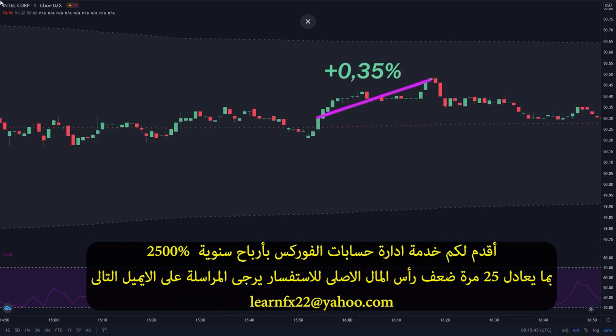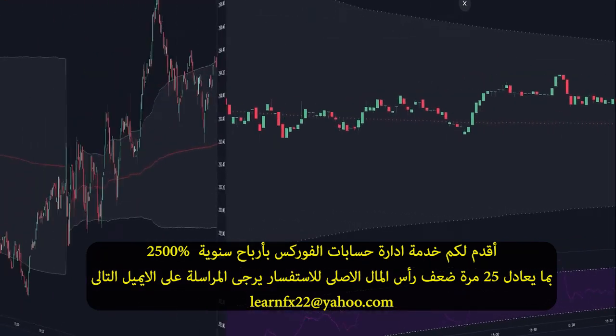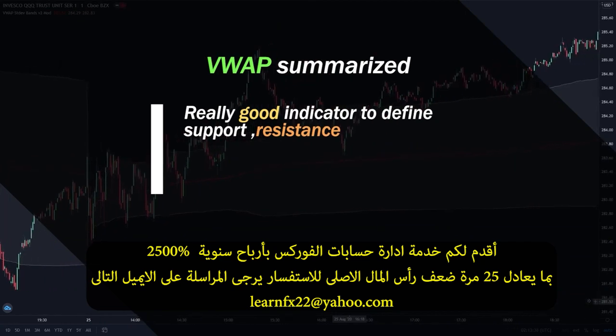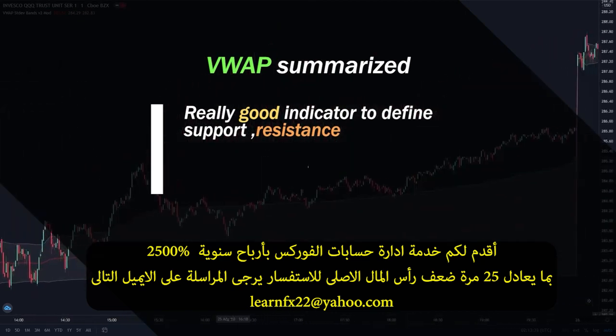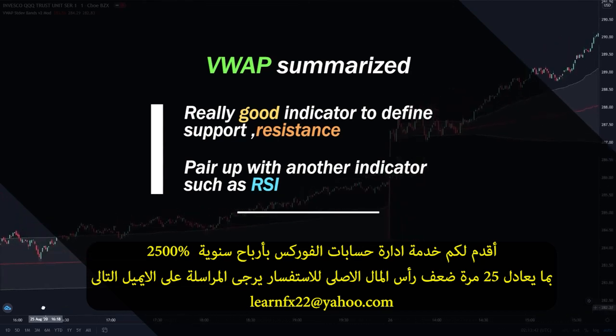But of course, it's impossible to time the top like this. So realistically, I would have closed my position at the next candle here. So to summarize, the VWAP indicator is a really good indicator to define support and resistance, especially if you pair it up with another indicator such as the RSI.